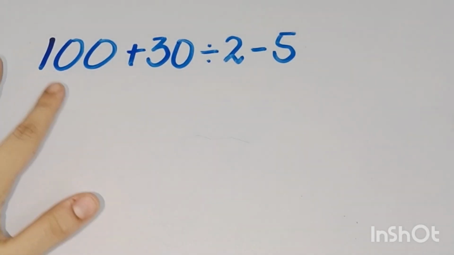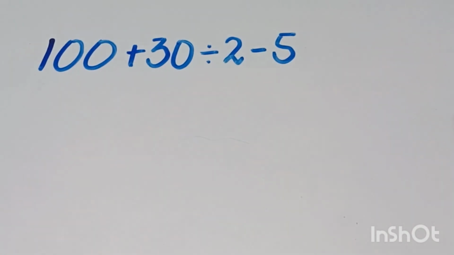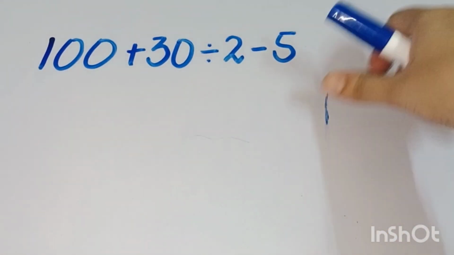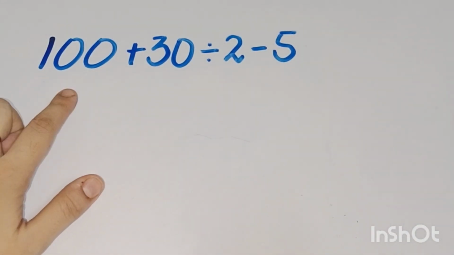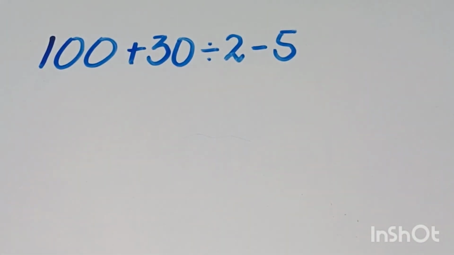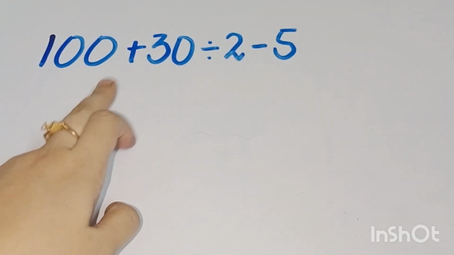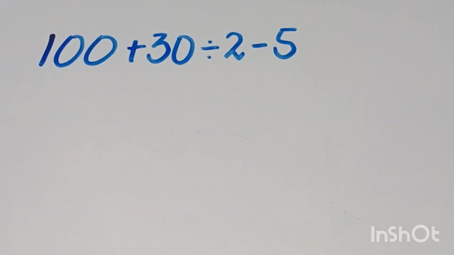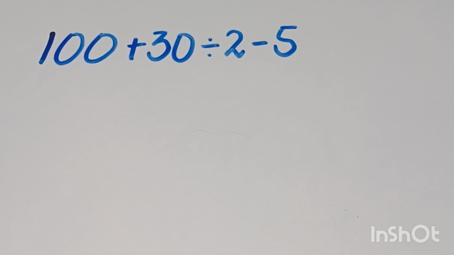In some places we write the division sign like this, the ratio sign, or like this. This is the universal sign which I am using here. So the next puzzle is 100 plus 30 divided by 2 minus 5. What should we do first? Here we have addition, division and subtraction. Now according to BODMAS rule, we have to divide first, then addition, then subtraction. We can also use the left to right rule here to solve this puzzle.